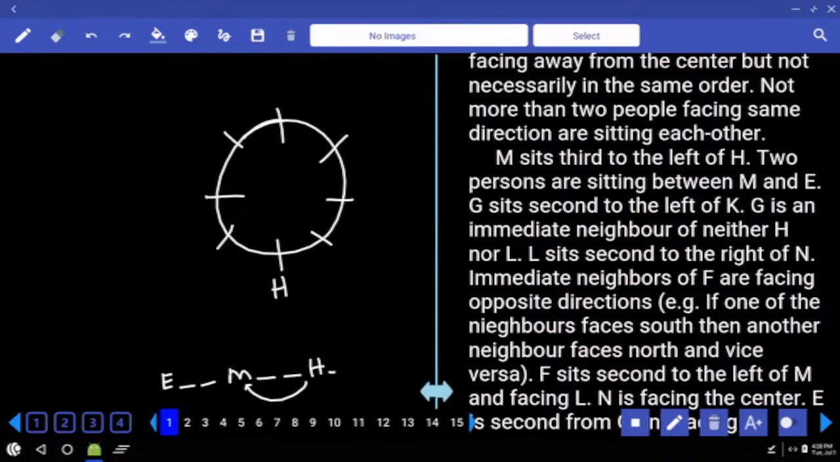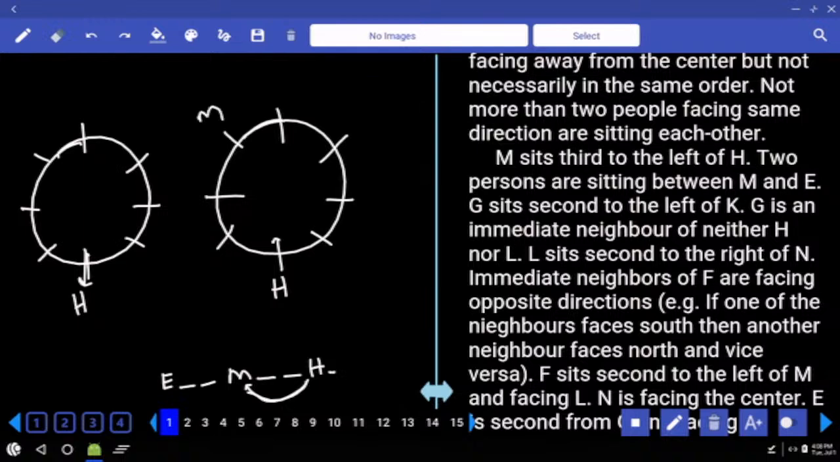In the first case, let us take H is facing the center. In the second case, let us take H is away from the center. M is seated second to the left of H. In this case, M is here. Now in this case, M is here. There are 2 persons between M and E. In this case, E must be here, and in this case, E must be here.